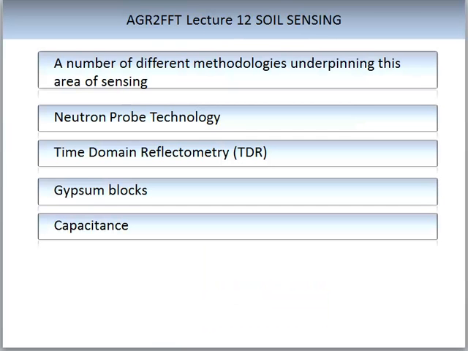Soil sensing can be conducted in a number of ways, and what I mean by that is there are a number of different methodologies which underpin this area of sensing. Some of the examples that we are going to look at are the more commonly used ways of soil sensing. There is neutron probe technology, time domain reflectometry, or TDR for short, methods of gypsum blocks, and methods of capacitance probes.